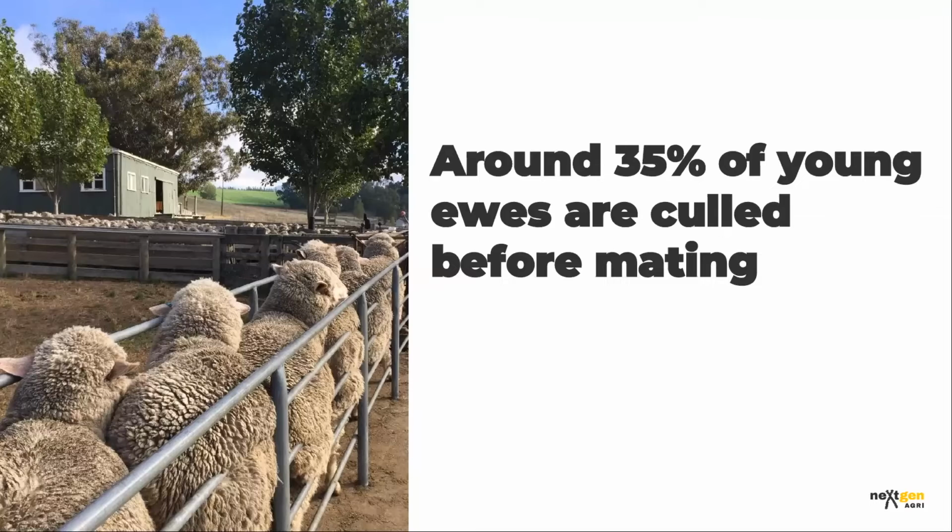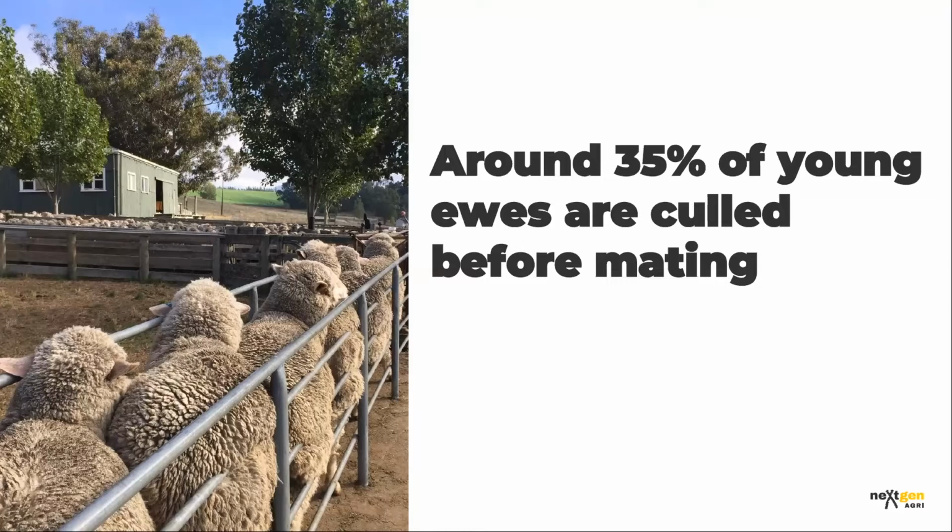This number varies depending on where we do it, but roughly 35% of young ewes are culled before mating every year. Sometimes that might be 50% in your flock, or it might be 10% in your flock, depending on your reproductive rate. But the reality is we're making decisions about which animals we think should move into our maternal flocks, and also which animals we should remove out of our maternal flocks.